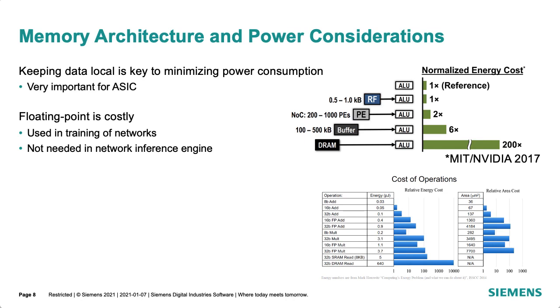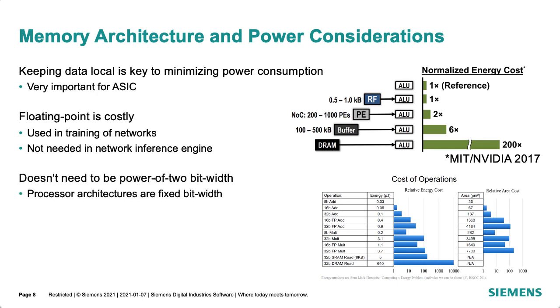Likewise, floating point is very costly for both area and power. Although floating point is needed and used in the training of networks, it is typically not needed in the network inference engine. And lastly, the precision of the inference engine implementation does not necessarily have to be a power of 2 bit width. Processor architectures are fixed at power of 2 bit widths such as 8, 16, and 32 bits, but as we will see, high-level synthesis lets us experiment with precision and further reduce area and power consumption.